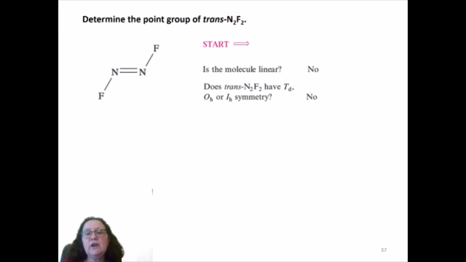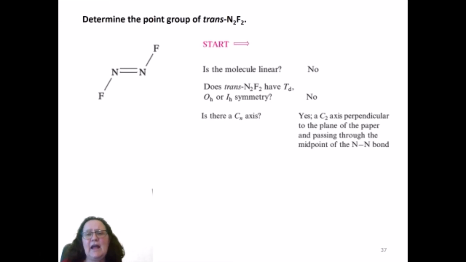Does the molecule have a Td, Oh, or Ih symmetry? Remember, tetrahedral, octahedral, or icosahedral symmetry? Well, clearly no, it's not. It doesn't look like a tetrahedron, an octahedron, or an icosahedron.